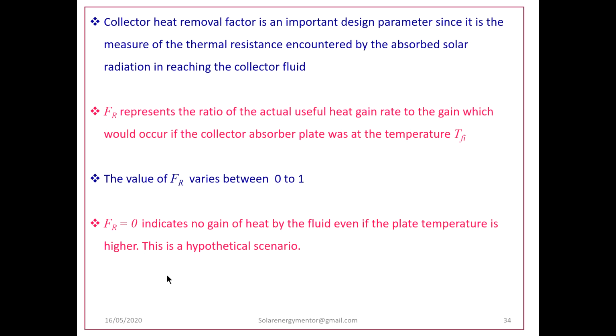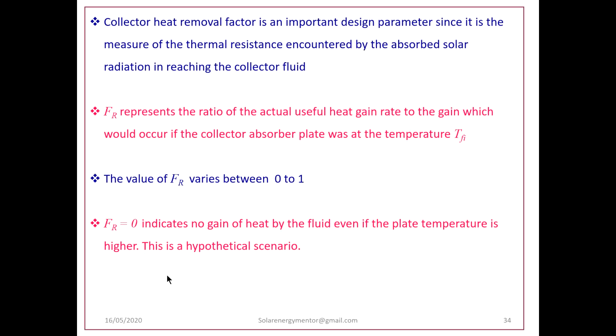Now some notes, or observations, about the heat removal factor. The collector heat removal factor is an important design parameter, since it is a measure of the thermal resistance encountered by the absorbed solar radiation in reaching the collector fluid. So it is more or less a thermal resistance offered by the fluid to the heat flow. Fr also represents the ratio of the actual useful heat gain rate to the gain which would occur if the collector absorber plate were at the temperature Tfi.